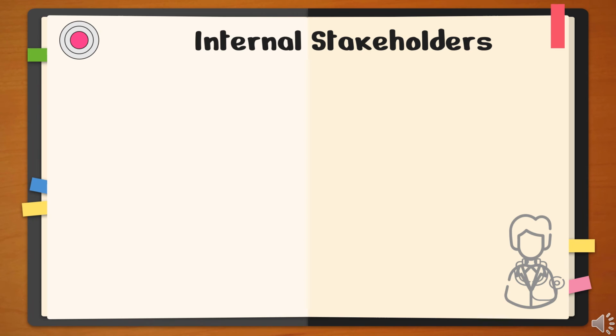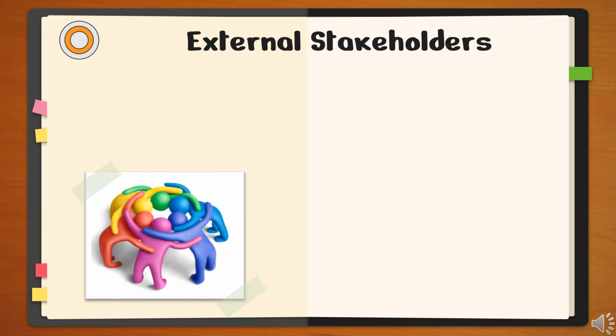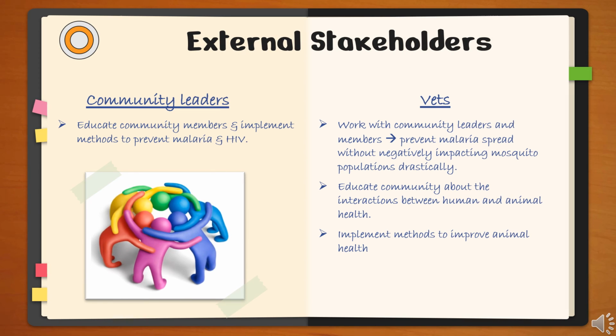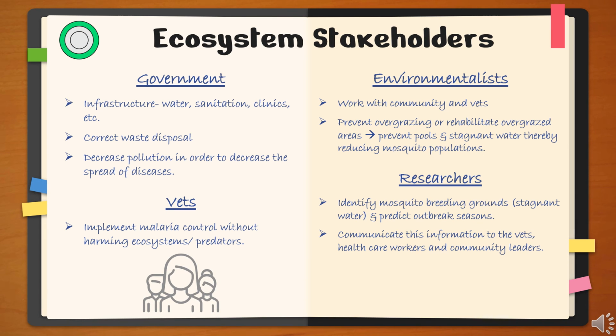There are various stakeholders that need to communicate and collaborate on each of these different levels in order to address the negative health interactions. On the internal level, these include community members, community leaders, doctors, and community healthcare workers. On the external level, these stakeholders include, once again, the community leaders as well as the veterinarians. On the ecosystem level, the stakeholders include the government, once again the veterinarians, environmentalists, and researchers.